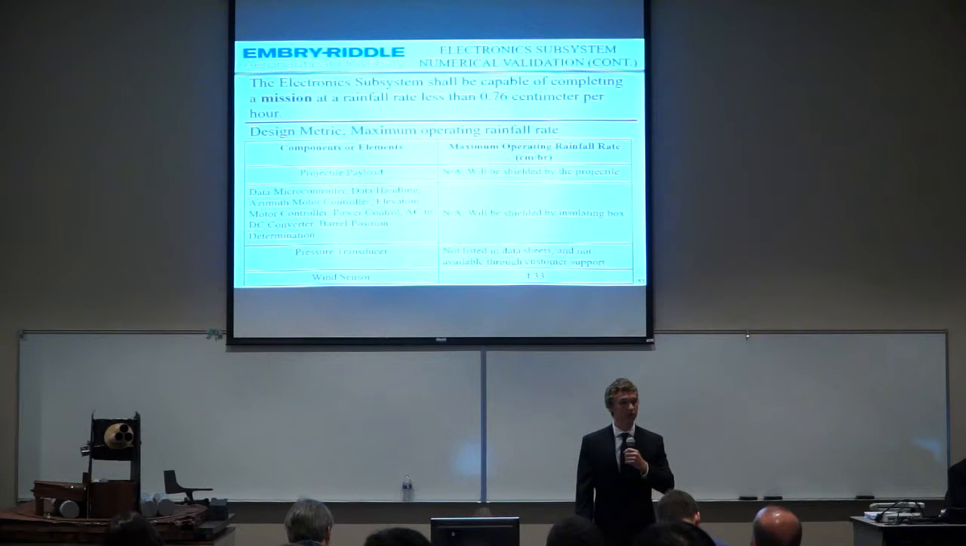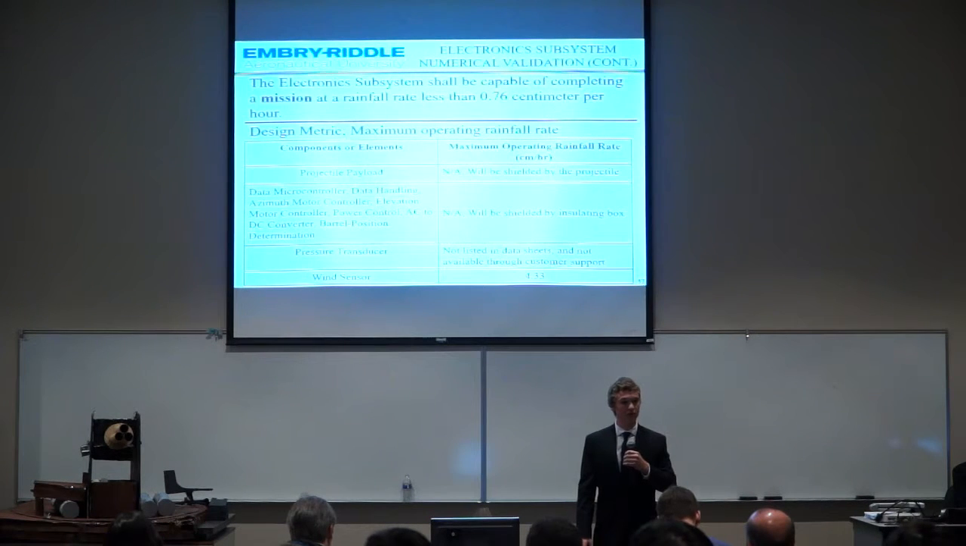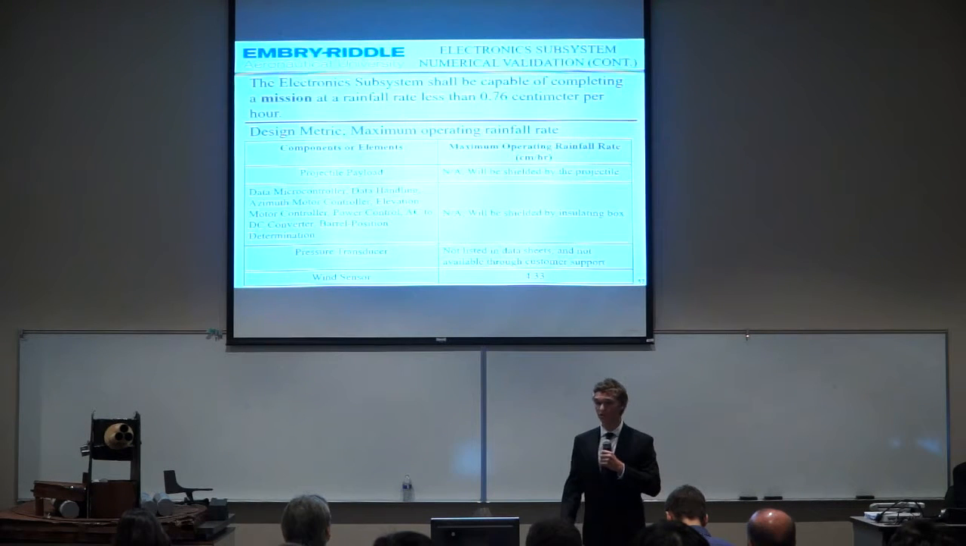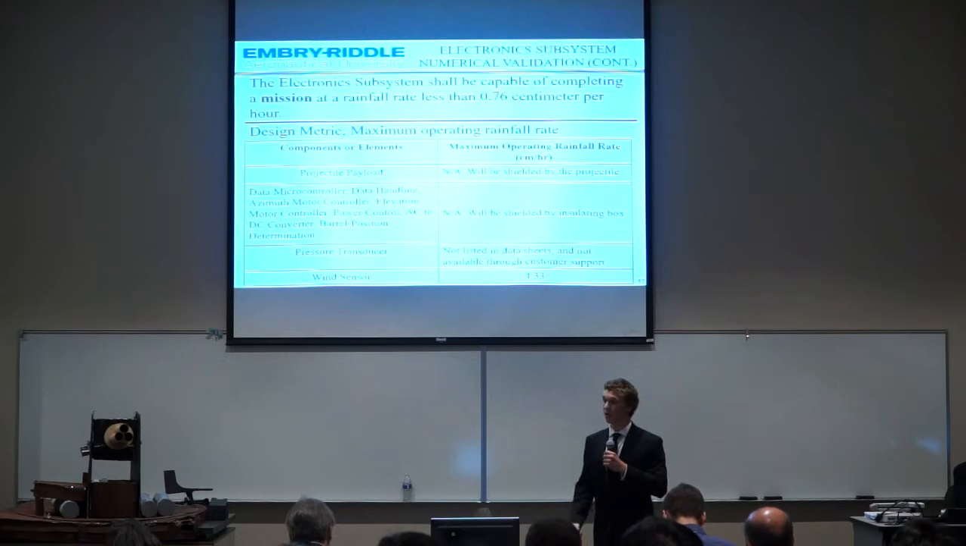The next requirement is that the electronic subsystem shall be capable of completing a mission at a rainfall that is less than 0.76 centimeter per hour. The design metric we used for this was the maximum operating rainfall rate. All of our components are electronic, therefore most of them will need to be shielded by some sort of insulating box or insulating material that will keep them protected from the water.